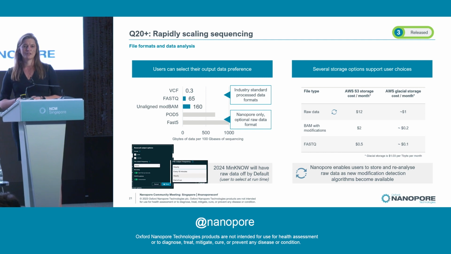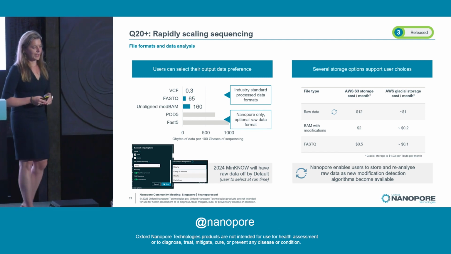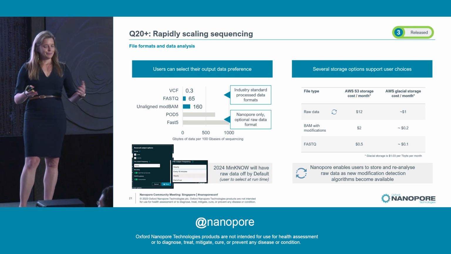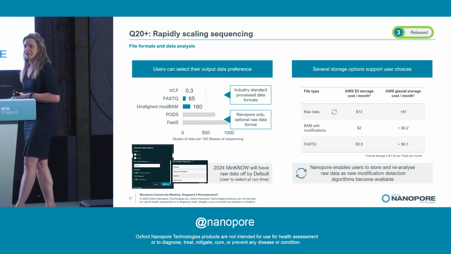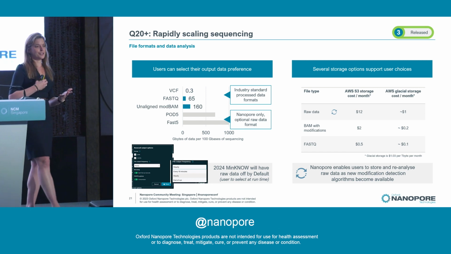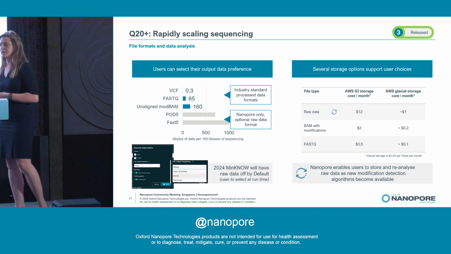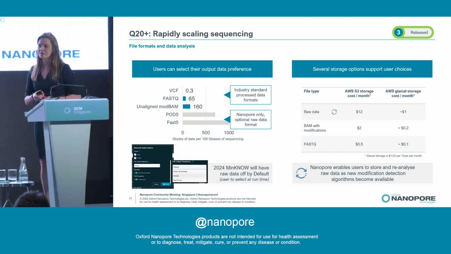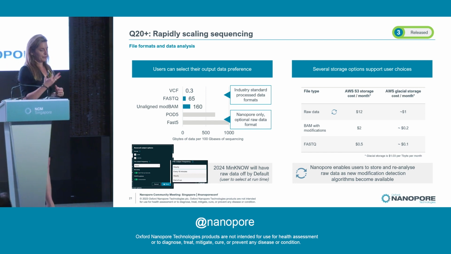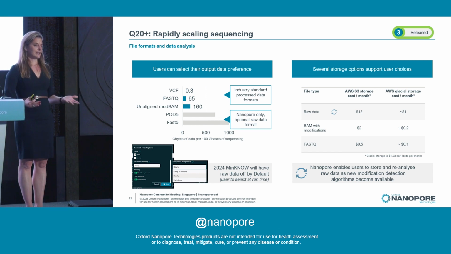We get a lot of questions about storage. We get a lot of questions about file types. Oxford Nanopore is the only company at this point in time that lets you keep your raw data. And we do that because we've been on a journey with everyone in the community, and as we improve our algorithms, people like to recall their old data. As we uncover new modification signals, people like to discover new things.